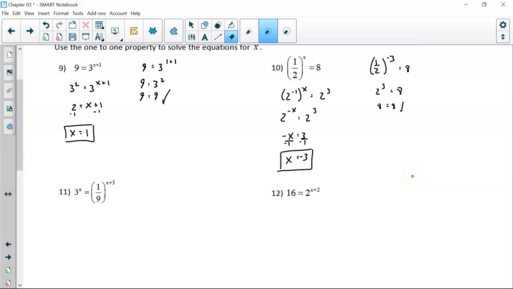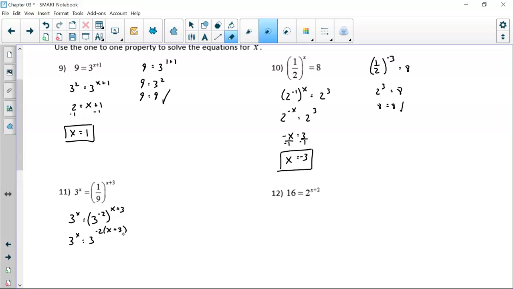Number 11. 3 to the x equals 1/9 to the x plus 3. I'm going to rewrite that 1/9. 3 to the x. Now 1/9 is the same as 3 to the negative second. So 3 to the x equals. Now power to a power we multiply. So it's 3 to the negative 2 times the quantity of x plus 3.